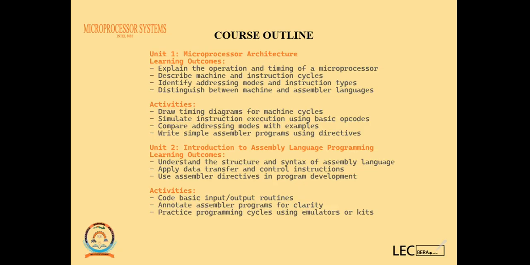Under that, we are supposed to understand the structure and the syntax of assembly language. We are going to see that we have what is called an operand and the opcode. So opcode being the instruction which is going to perform the work itself, and then the operand is the data which we are working on with that instruction. And then you will apply data transfer and control instructions. We are going to see how to transfer data between memory to registers, between registers to memory, between registers to registers, between registers and input-output devices, or input-output devices and the memory.